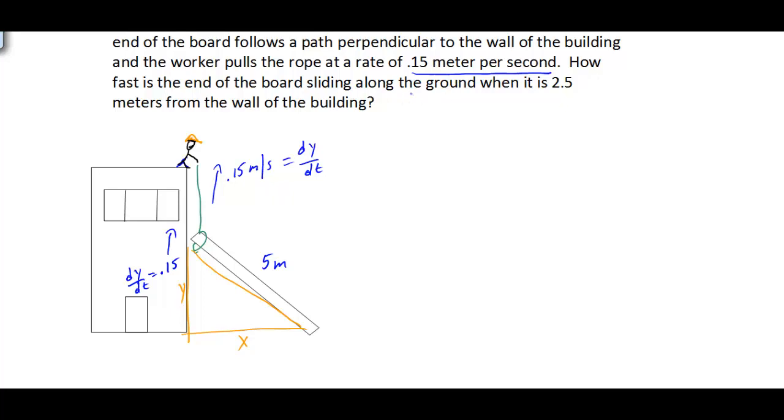And it says we're sliding along the ground when the board is 2.5 meters from the wall. So as we pull, this board is going to slide along the ground, and we want to know what's going to happen when the distance here, when x is equal to 2.5.